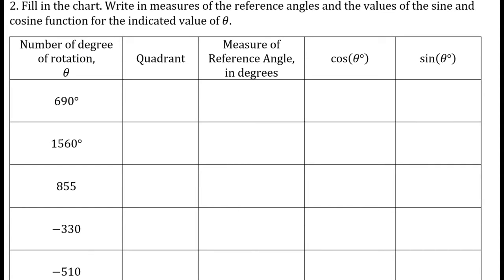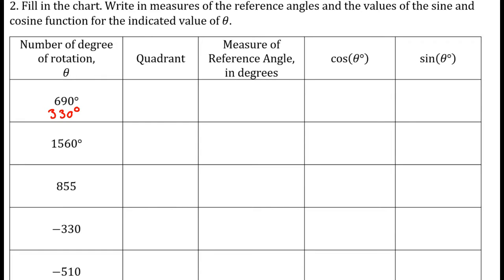Number 2, fill in the chart. Write in the measure of the reference angle and the values of the sine and cosine function for the indicated values of theta. So you're definitely going to need some kind of scrap paper here to draw your unit circles and do all of that good stuff. But if I have 690 as my angle, what's coterminal with 690? Well, if I take away 360 from that, I get the same angle as 330 degrees. So 690 is really the same as 330. It's just one more spin around the circle.